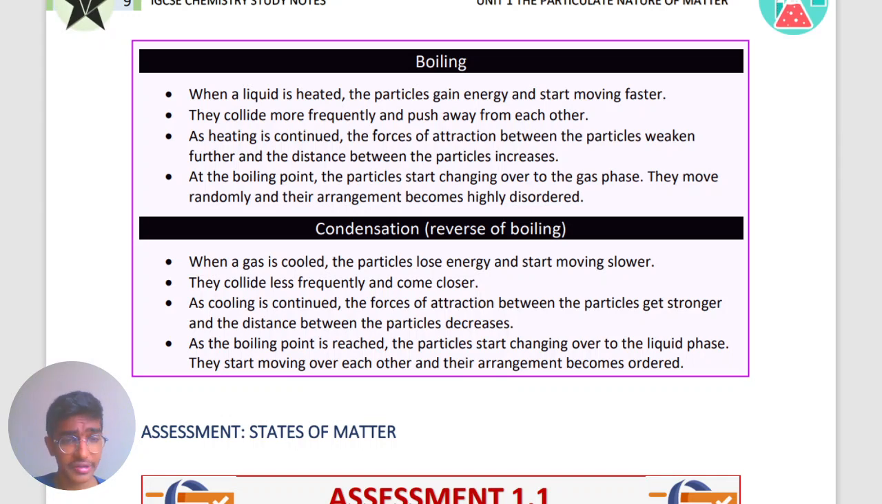Then when we have a look at condensation, condensation is the reverse of boiling. So when a gas is cooled this time, so when you're decreasing temperature, the particles will lose energy. When they lose energy, there will be fewer collisions. When there are fewer collisions, the force of attraction will become stronger and the distance between the particles will decrease. The boiling point will be reached and therefore they will change to a liquid. And therefore that means that they will start moving over each other because that is a property of a liquid.